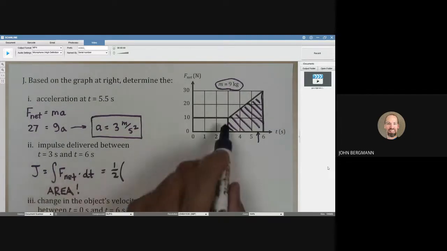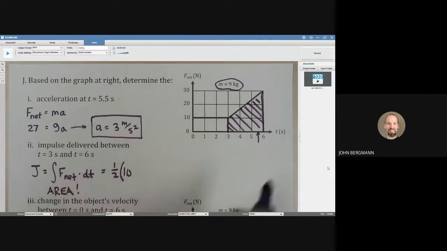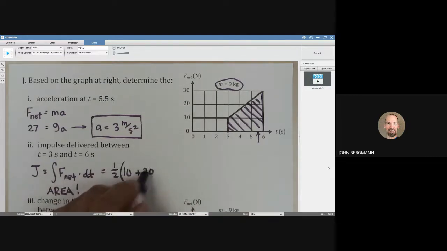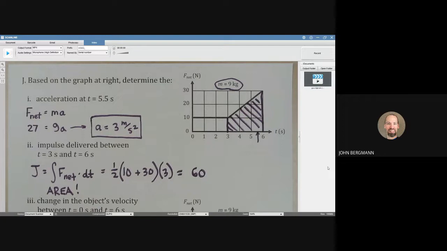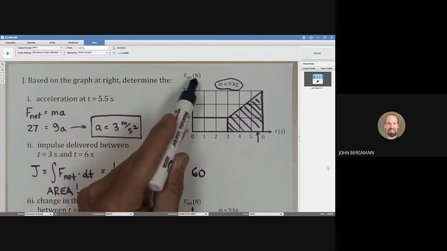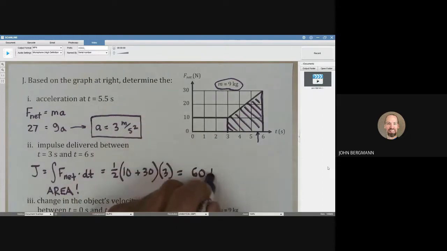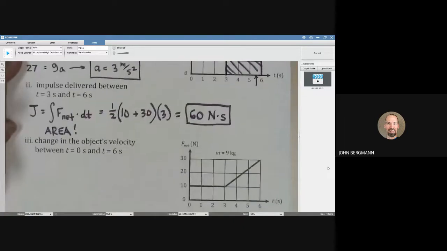What's the impulse? All right, let's find it. We're going to go 1/2. This height is 10. The height on the right is 30. So we take the average of those, 10 plus 30, and then multiply by the width, which is 3. So that looks to me like 40 divided by 2 is 20 times 3 is 60. And what's the unit on this? There are a couple of units that would be okay, but the unit that jumps off the page from our graph is the Newton second. We're multiplying newtons by seconds when we find the area, so a Newton second is a perfectly good unit there.